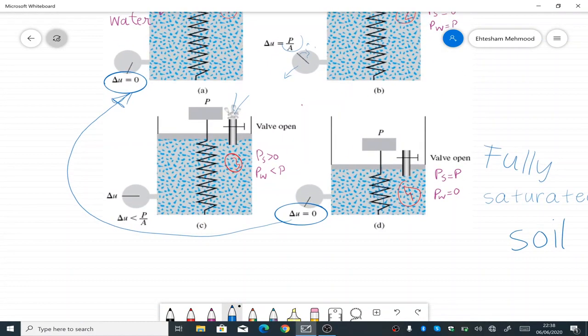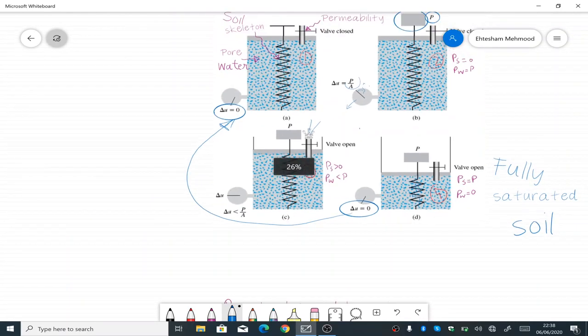And once the valve is open, PS, that is the spring pressure, would be greater than 0 and water pressure would be less than the applied pressure P. And at the end, once all the excess pressure has been dissipated, the pressure of the spring would be equal to the total applied pressure and the pressure in water is equal to 0.